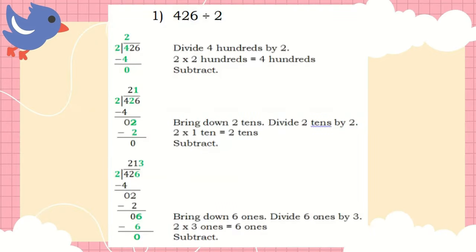So we have 426 divided by 2. Divide 4 hundreds by 2. 2 times 2 hundreds equals 4 hundreds. Then subtract. Bring down 2 tens. Divide 2 tens by 2. 2 times 1 equals 2 tens. Then subtract. Next, bring down 6 ones. Divide 6 ones by 2. 2 times 3 ones equals 6 ones. And then subtract.